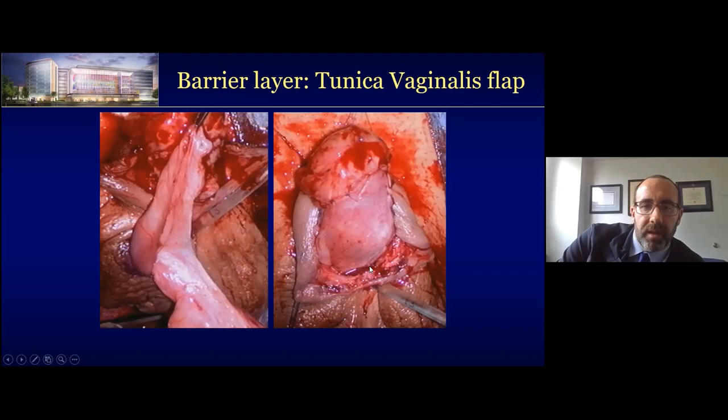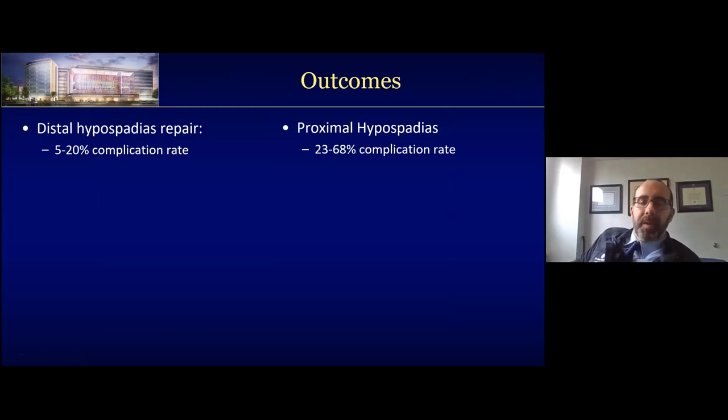For distal hypospadias repair, in terms of what's out there in the literature, the complication rate is anywhere from 5 to even 20, maybe sometimes even 30%. In general, the bigger series show somewhere around 10% is probably average across the country and probably across the world. Proximal hypospadias, like I said, is a lot higher. The lowest report out there is probably around 20 to 25%, and the highest probably in the 70s in terms of the complication rate.